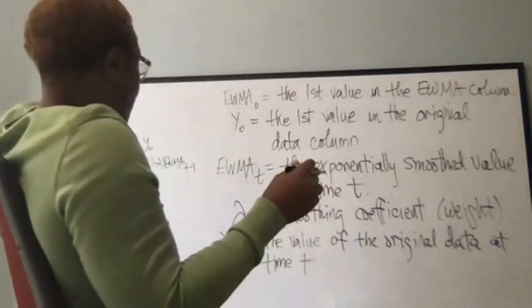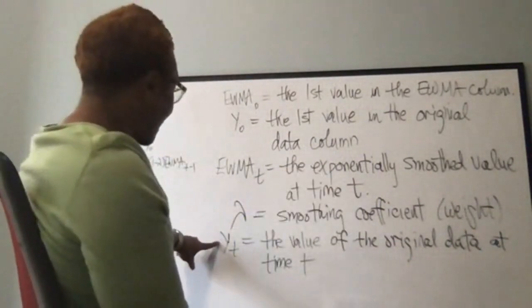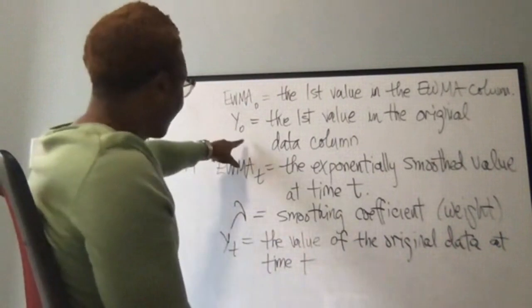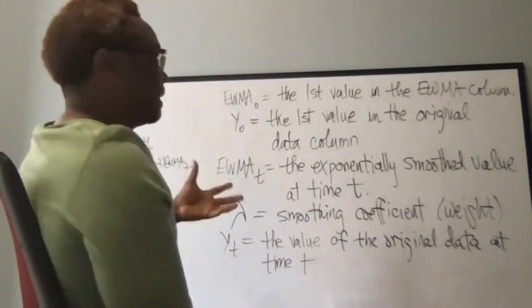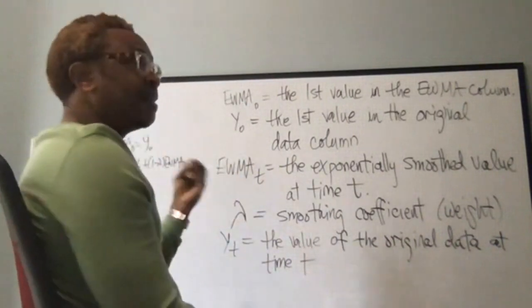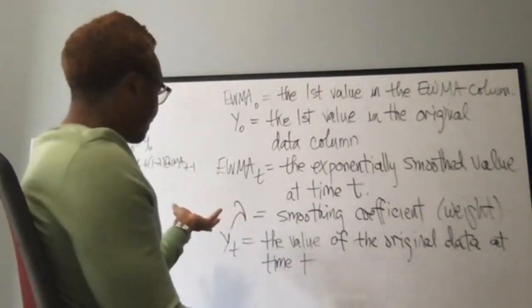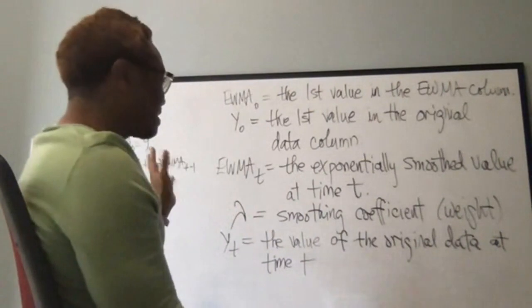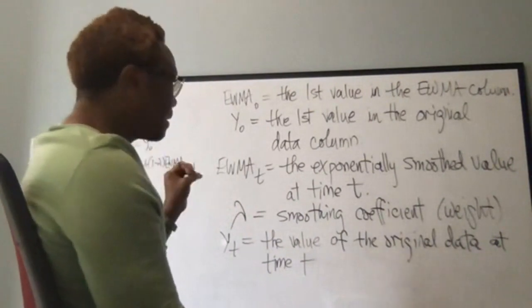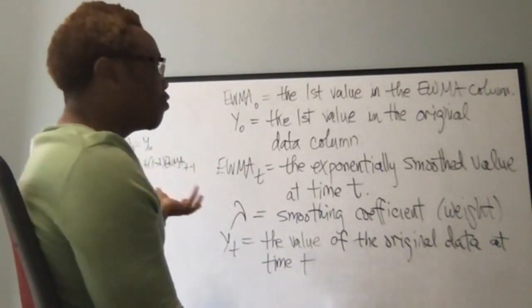Okay, so whenever we mention y, like y of this or y of this, it's always going to be that value in the original data, or in this case, revenue. Okay, and we're going to see something very interesting when we do this that we didn't do before with WMA and SMA.